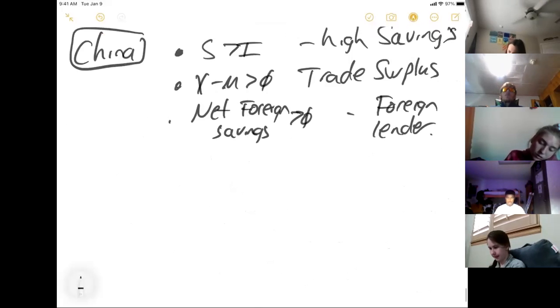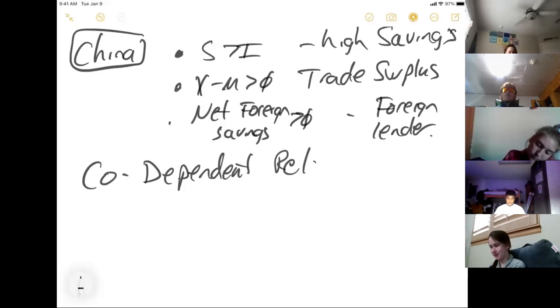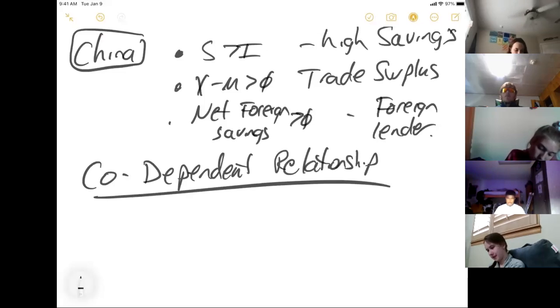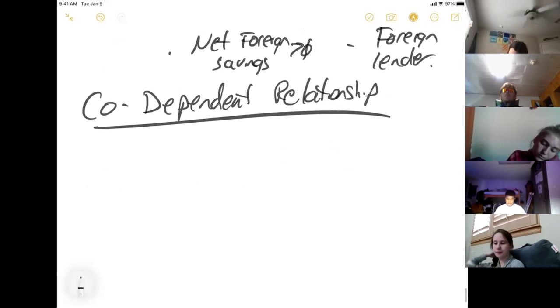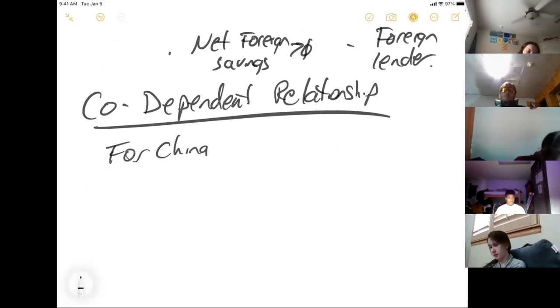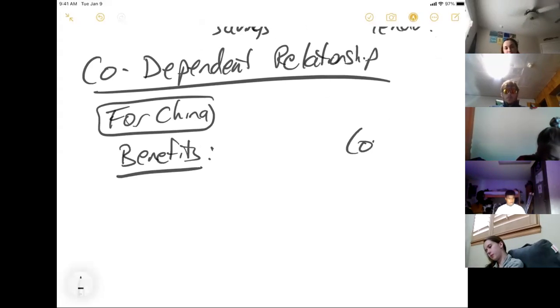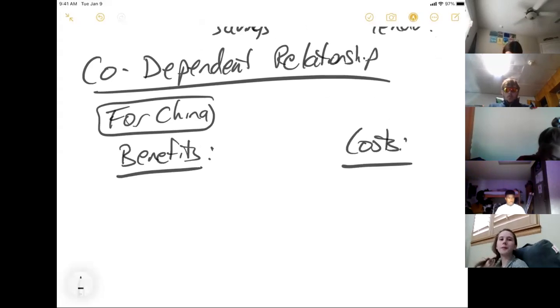So what you have here is what a psychologist would call a codependent relationship. Both of these countries are essentially relying on each other for things that they think that they want or think that they need. The thing about this, though, for our purposes, is to understand that to both countries, there are costs and benefits of this relationship. Okay, to both countries, there's costs and benefits. Let's think about this. For China, how do they benefit from this relationship?